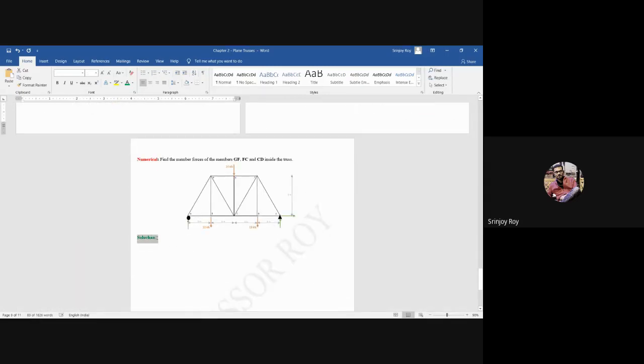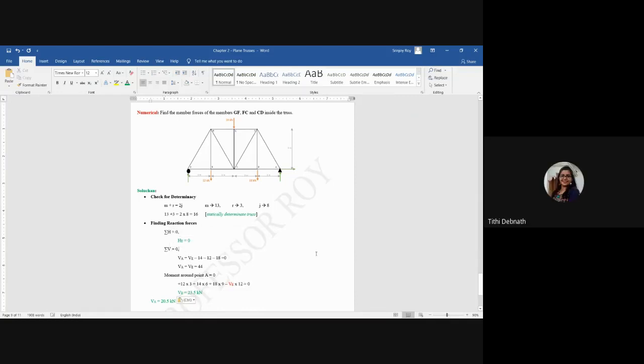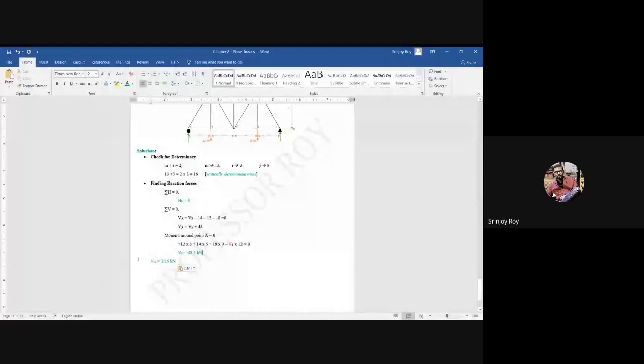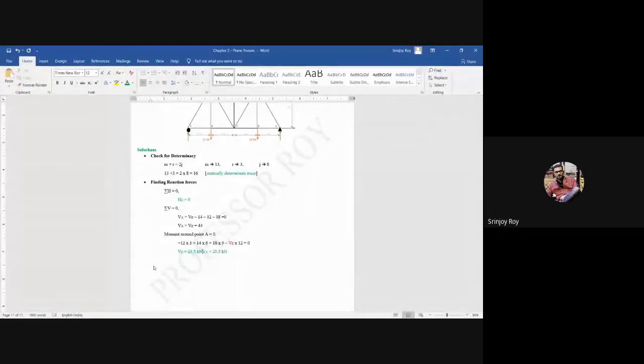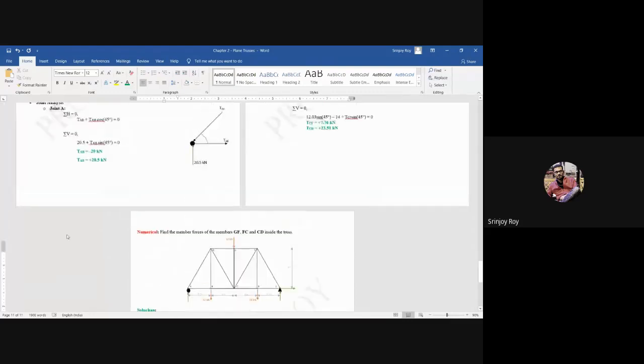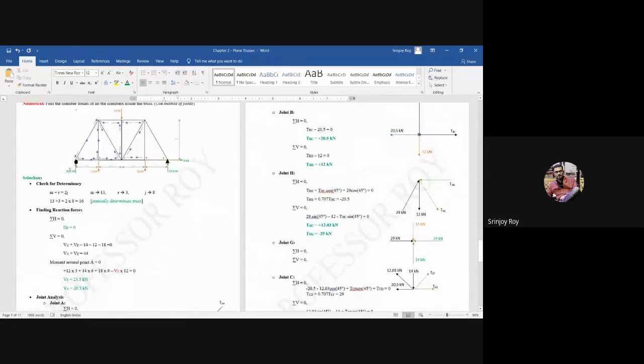Yes or no? Yes, sir, I can just copy and paste it. That's it. So this is your determination of reaction forces. It is already there.